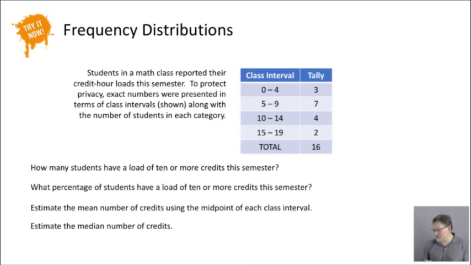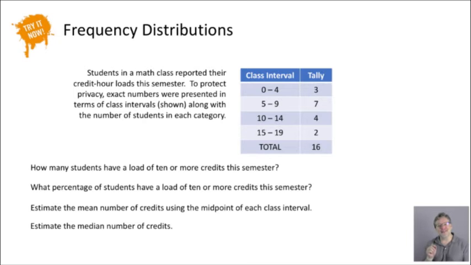Also, what percentage of students have a load of 10 or more credits this semester? Also, estimate the mean number of credits using the midpoint of each class interval. So take a look earlier in the video, how do you find that midpoint, and then how do you figure out the total number of points for each one of those students in that interval and add up all those points to figure out what your average is. And then lastly, estimate the median. See how you would do that.